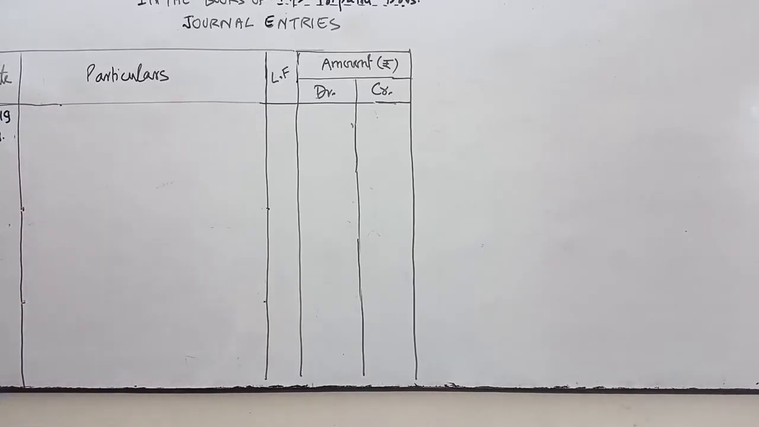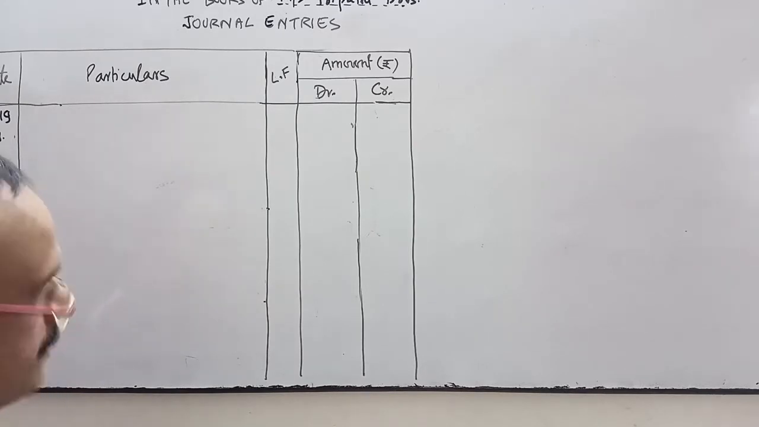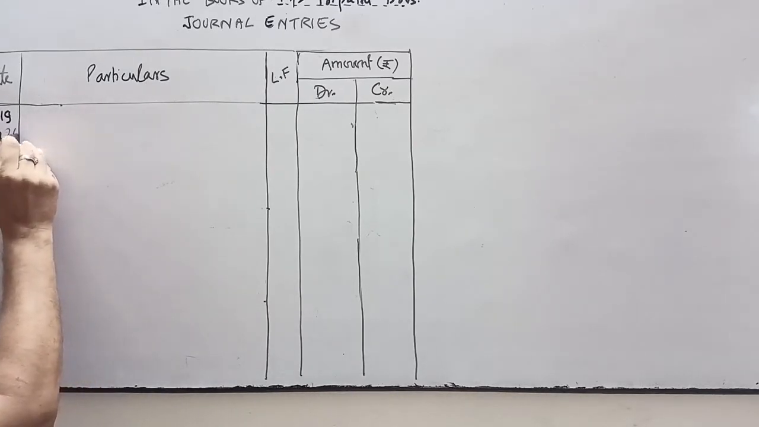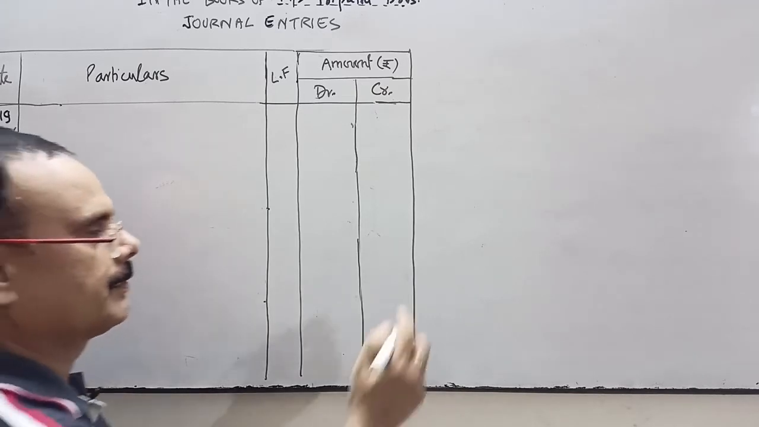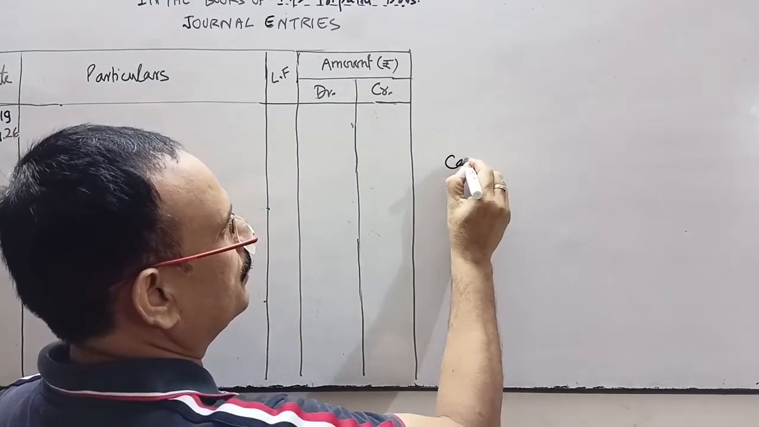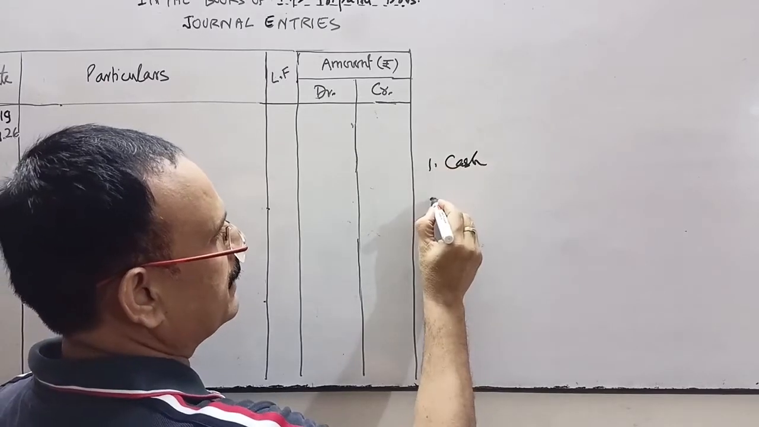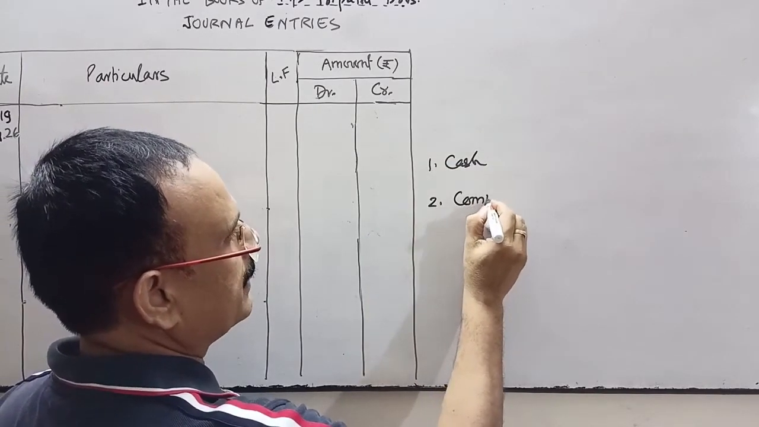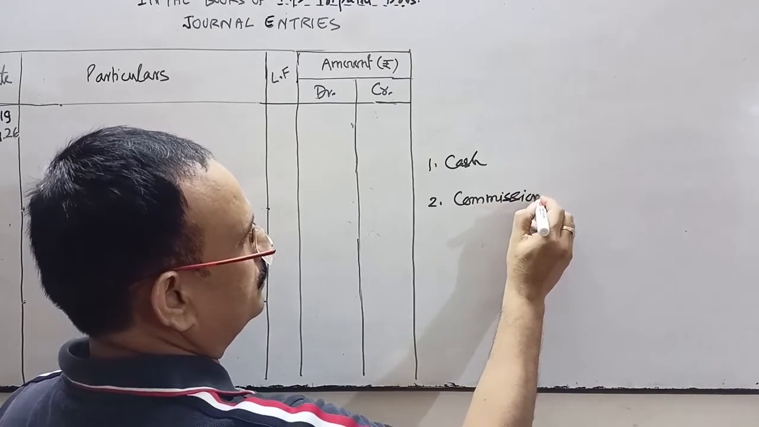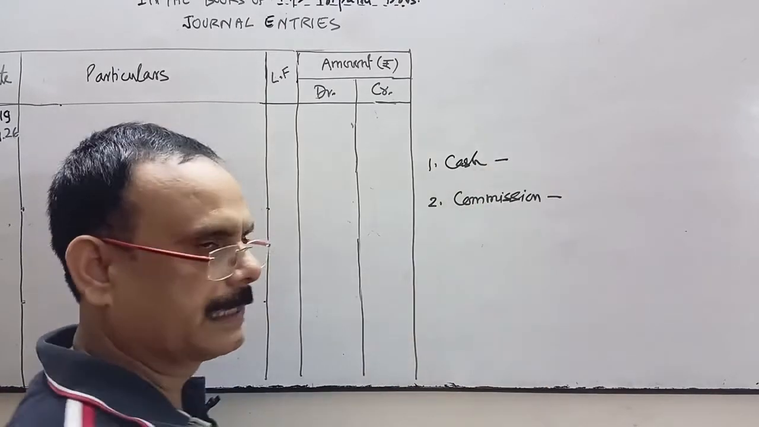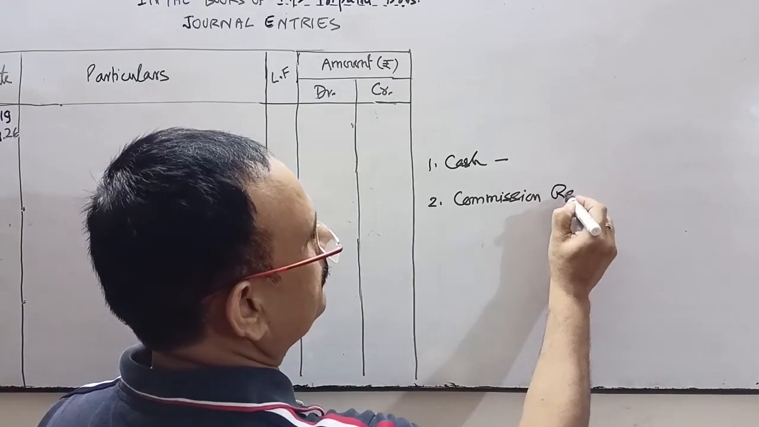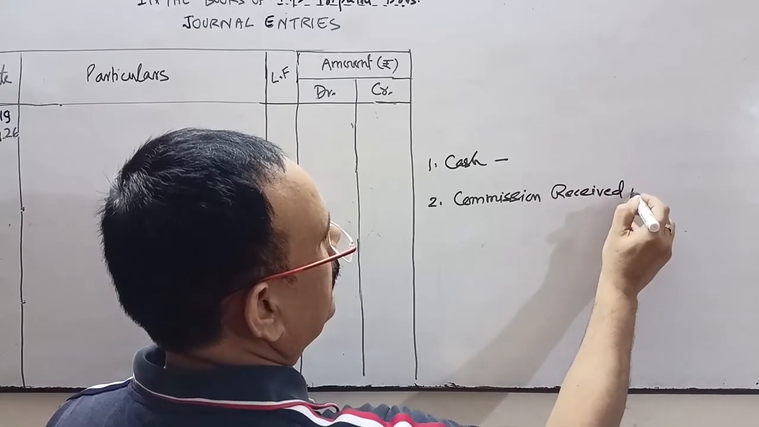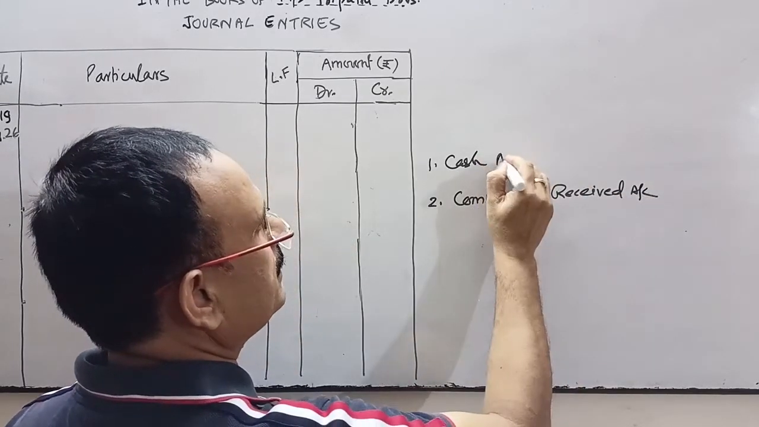The transaction is dated January 26. The transaction is received commission. When the commission is received, you have received cash, and the second account will be the commission account. Two accounts we will operate: cash account and commission received account.